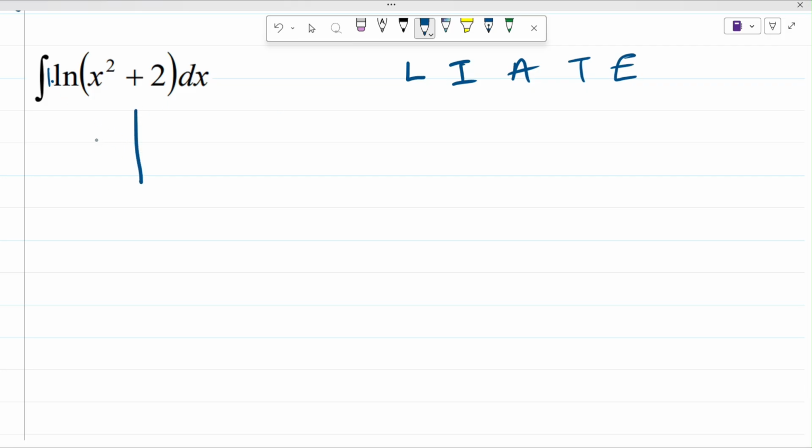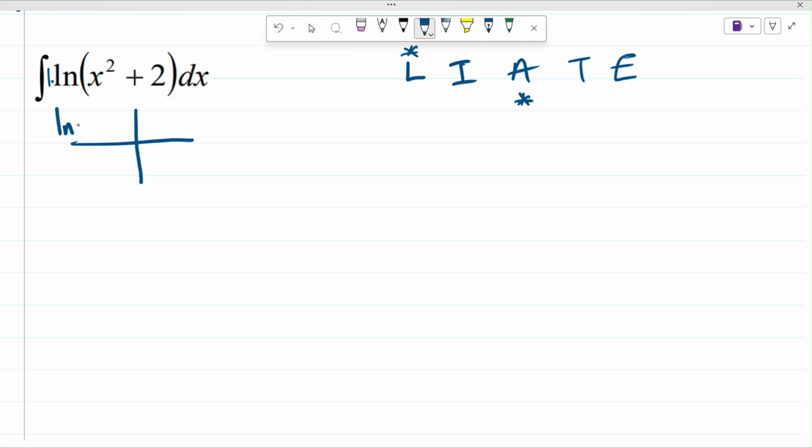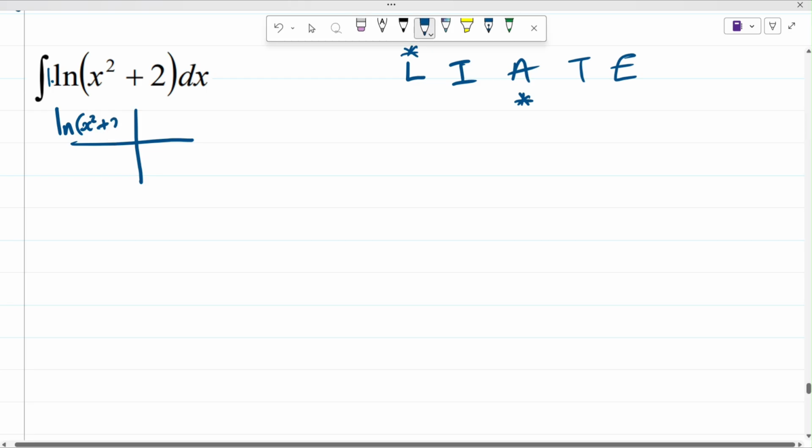So we draw our cross, and then we have our two functions, the logarithmic function and the algebraic function. According to the LIATE order, the function that comes first, we differentiate, and the function that comes last, we integrate. So we have the logarithmic function, ln of x squared plus 2, and then we have our 1 here.